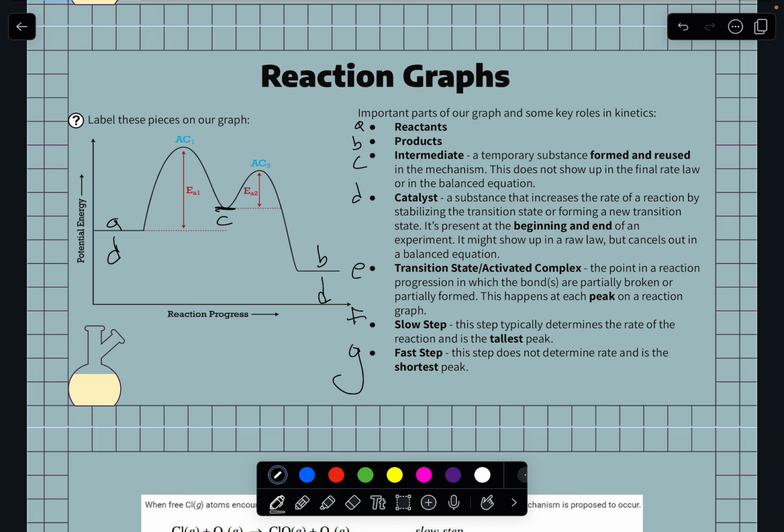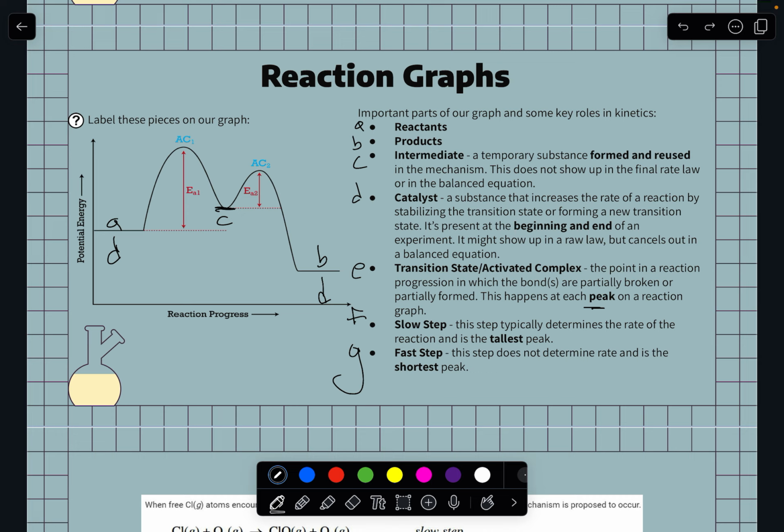Okay, the transition state or the activated complex is already written in. That's our AC1 and AC2. So those are written in for you there. That is the point where our bonds are starting to break and they're starting to form new bonds. So this is like a middle step, before our new bonds are formed, before our products are formed, we're starting to break the bonds and we're starting to form new ones. And this is each peak. So each time there's a peak, you have a different activated complex. And this isn't one of the things listed here, but remember we have that activation energy going up to that activated complex.